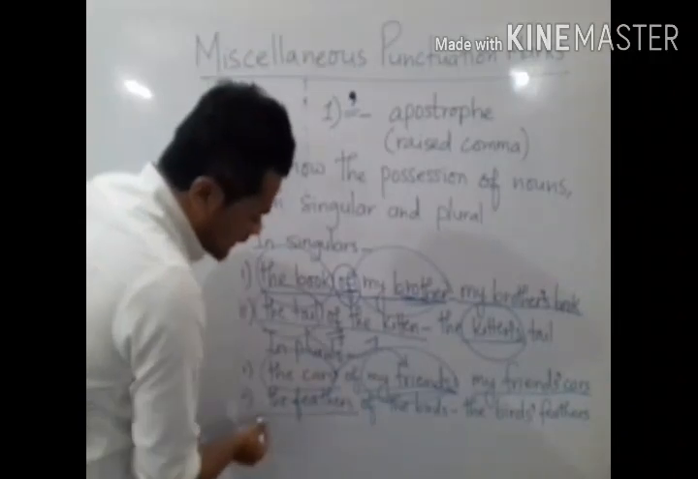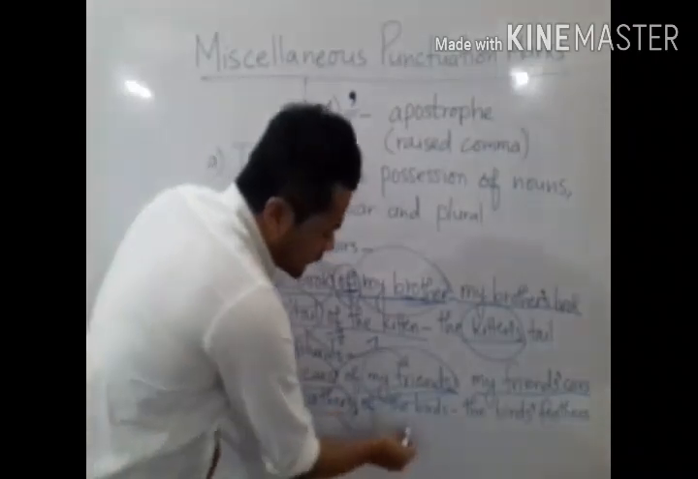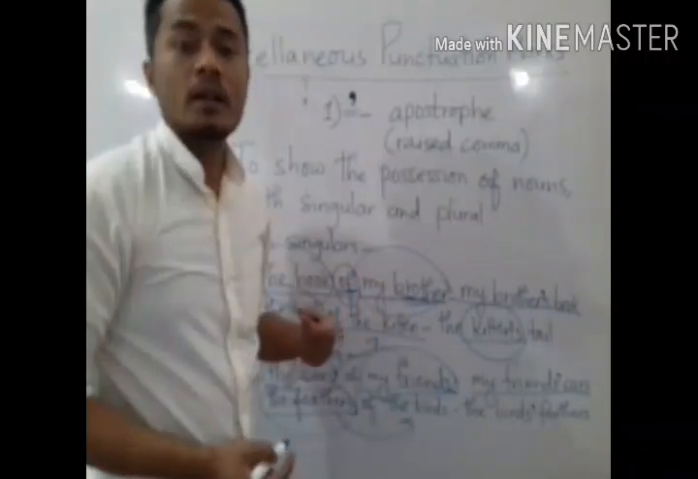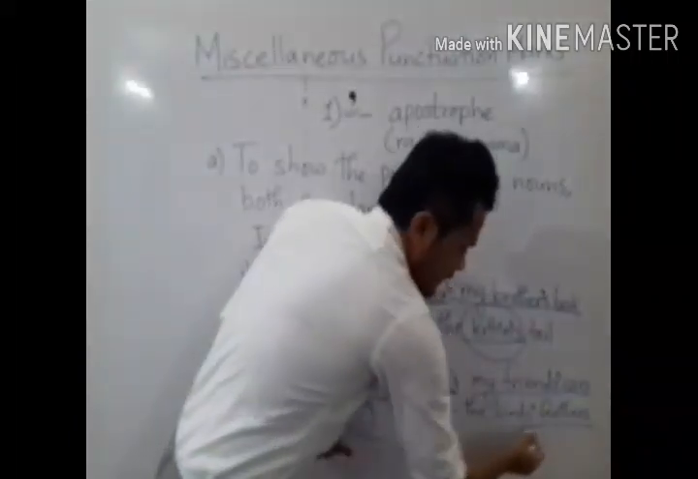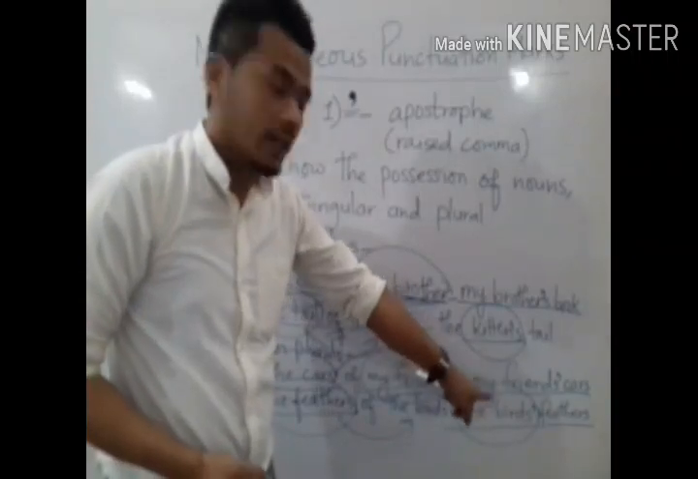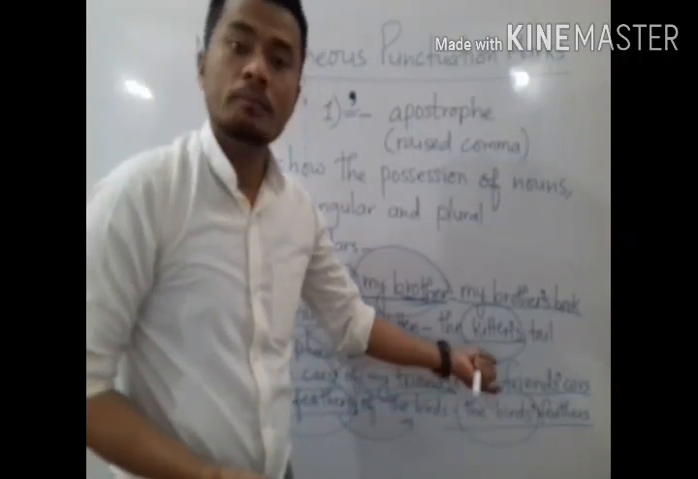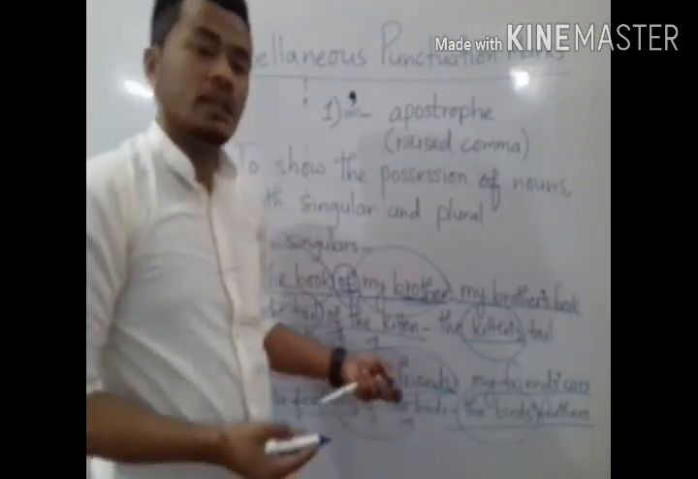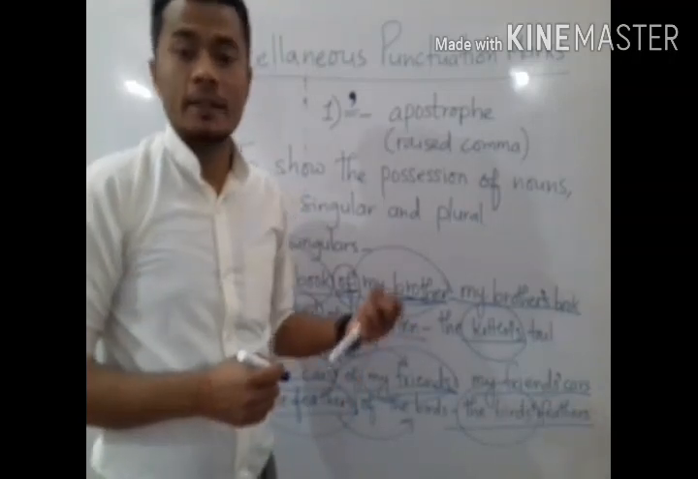Now the second example is the feathers of the birds. Here the feathers are possessed by the birds. That means the birds is the noun of which I have to show the possession. That means the birds' feathers. See here, the birds apostrophe feathers. So here the birds apostrophe shows the possessive case of the noun birds, which is plural in form. But we still have some other important points to understand the possessive case of nouns.